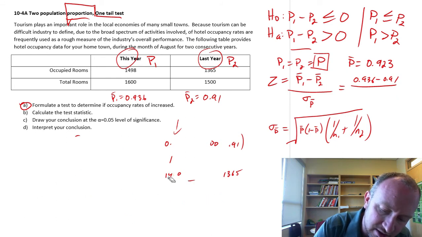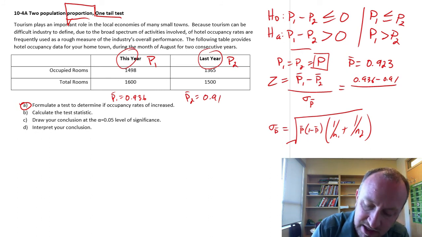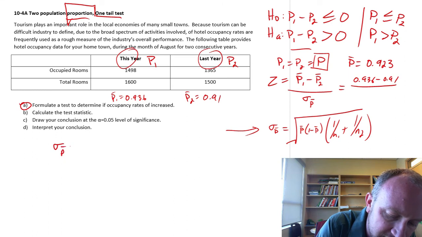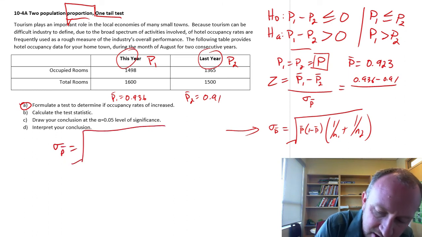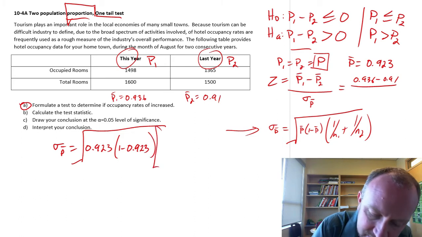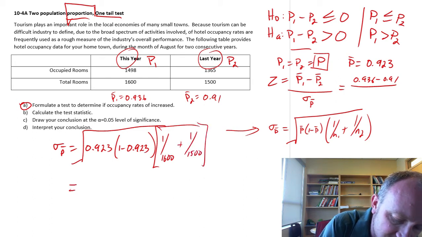Okay, so now I'm going to clear myself some space. And now we can calculate the standard error. So we're still just looking at intermediate steps. I'm going to calculate this one here. So there's our standard error, and I'm going to plug in our numbers. We have our pooled estimator that we just obtained, 0.923 times 1 minus 0.923 times 1 over 1600 plus 1 over 1500, and all that square root.